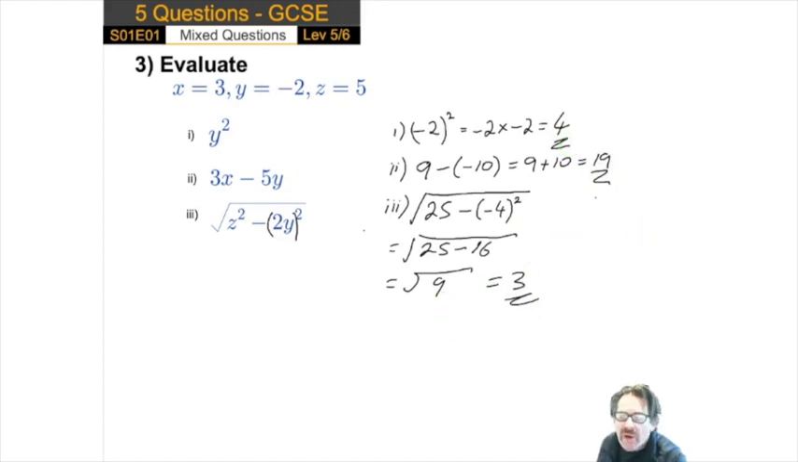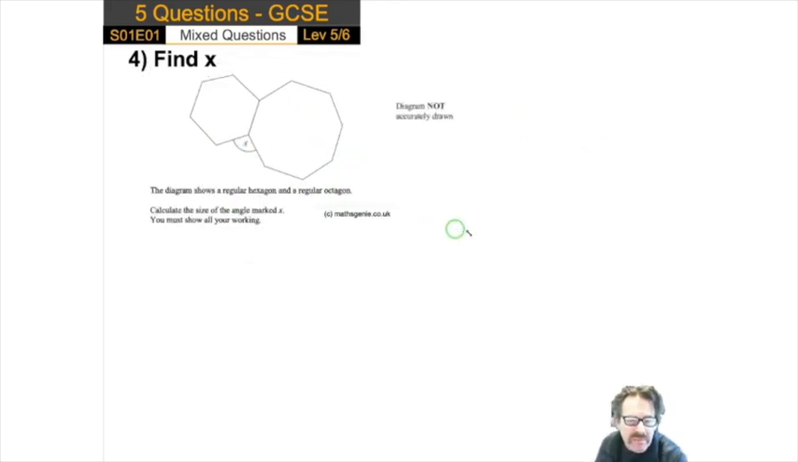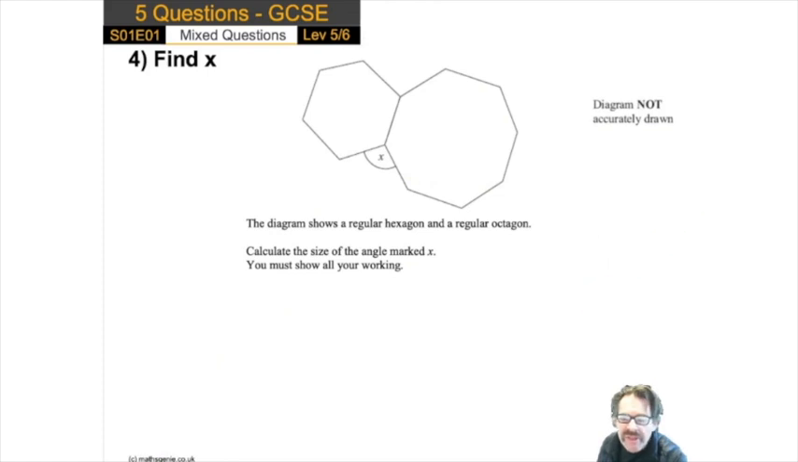Okay, right, next one, number 4. Find x. Let's look at this in a couple of ways we can do this. People always get confused with these questions because there are two different things we look at when we look at polygons. One is the total interior angles and the other is the exterior angle. So possibly the easier way of doing this, I think, is to draw an extension line here.